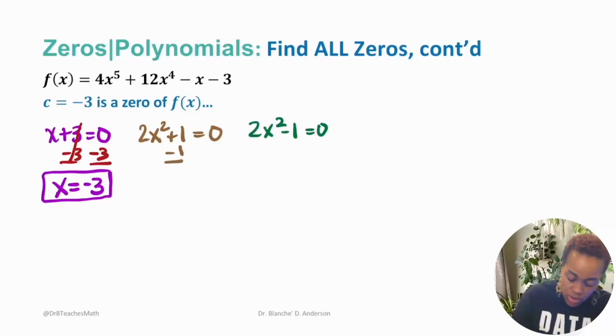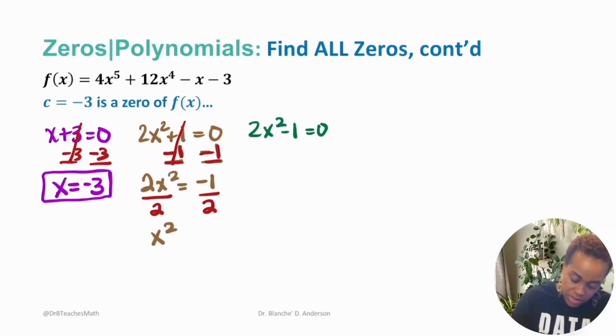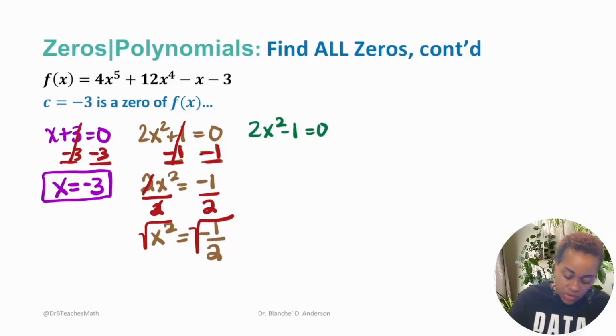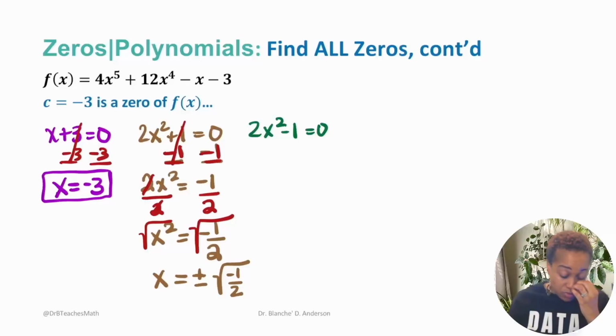This one, I'm going to subtract 1. Okay, and then I have 2x squared is equal to negative 1. I'm going to divide both sides by 2. And then I have x squared, because these divide each other, okay? Is equal to negative 1 over 2. And then I'm going to take the square root of both sides. I'm taking the square root because this is squared, okay? So then I'm left with x is equal to plus or minus the square root of negative 1 over 2.